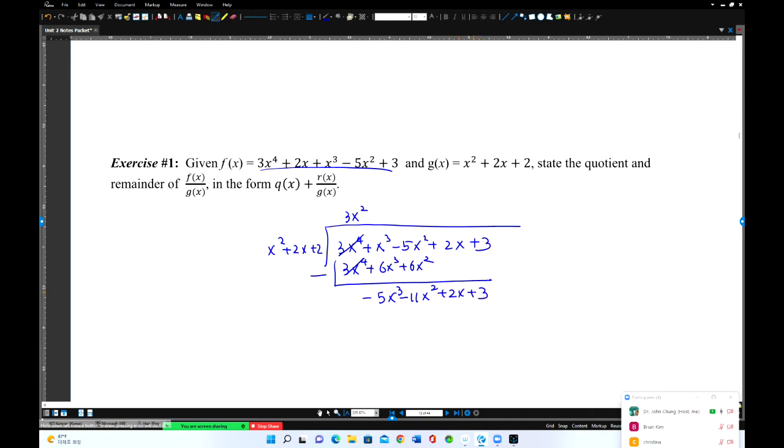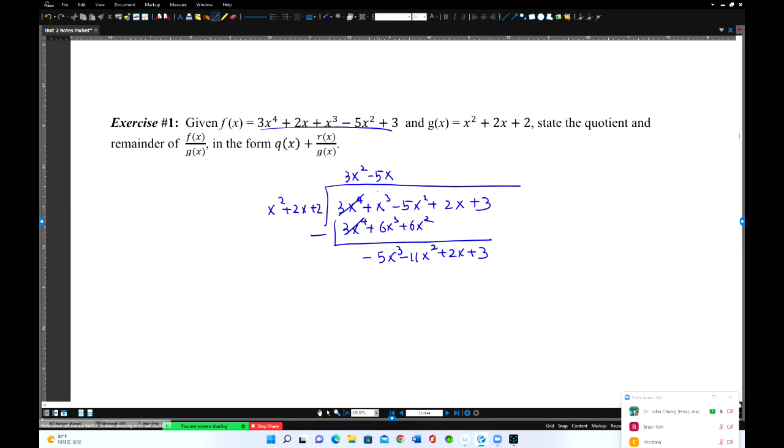Now the next one should be eliminated, negative 5x cubed. So you multiply over here negative 5x to make, right, cube terms. So negative 5x times x squared is negative 5x cubed. Negative 5x times 2x is negative 10x squared. 2 times negative 5x is negative 10x. Subtract. Negative 11x plus 10 is negative x squared. And this one, 2x minus negative 10x, 2x plus 10x is 12x, and plus 3.